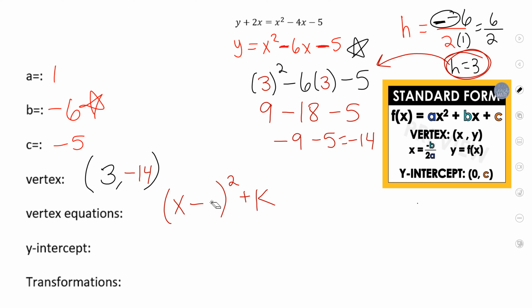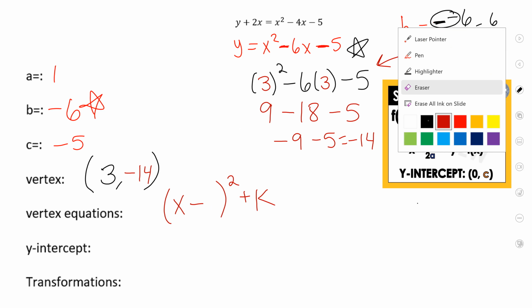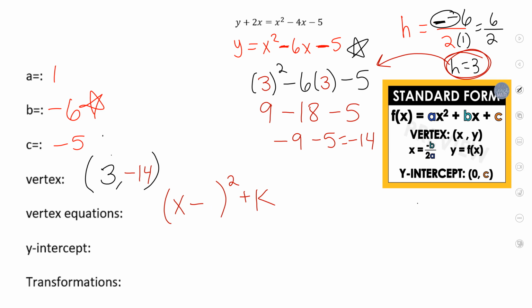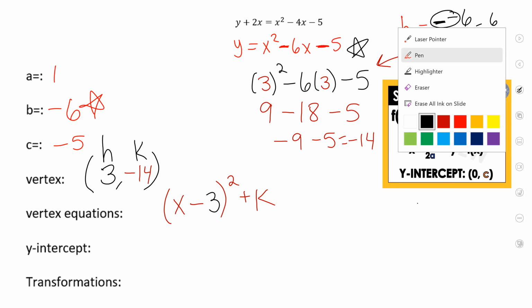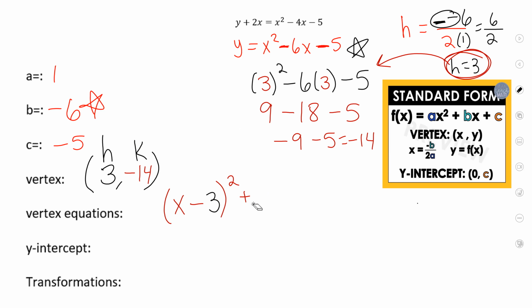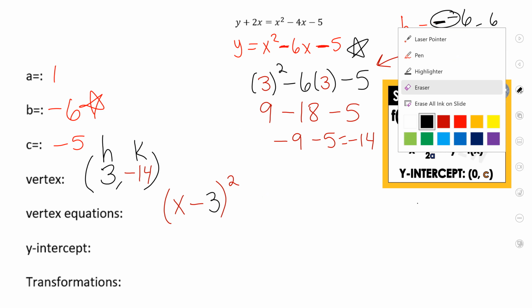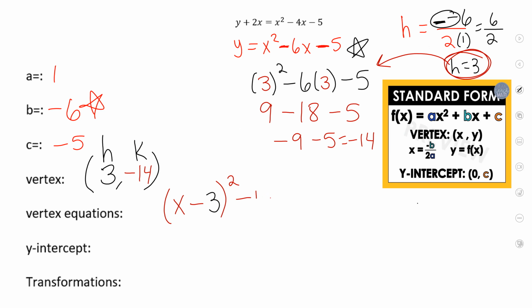What's my h value? 3. And guys, label this, please. This is h. This is k. So my h value, I'm going to put a 3. So notice, guys, whenever you put a number inside of the parentheses, the sign changes. It now looks like it's a negative 3. I'm going to erase the letter k, and what do I put there? Yep, negative 14. So this is my equation.